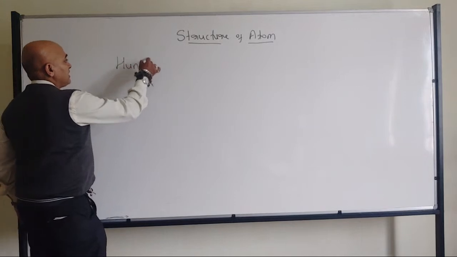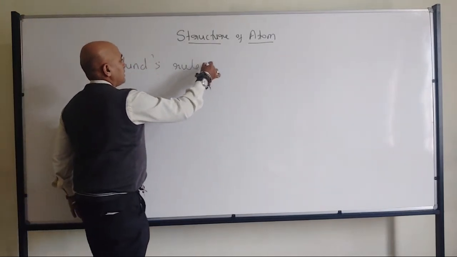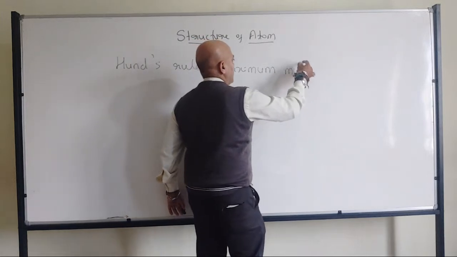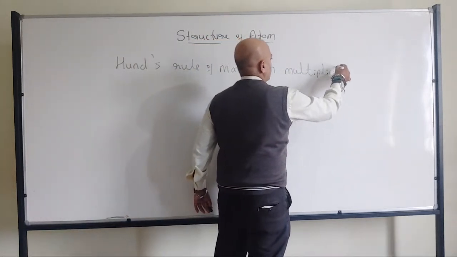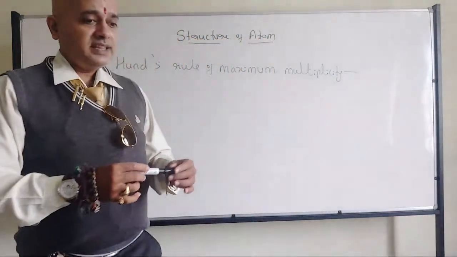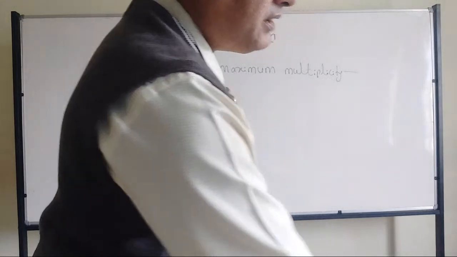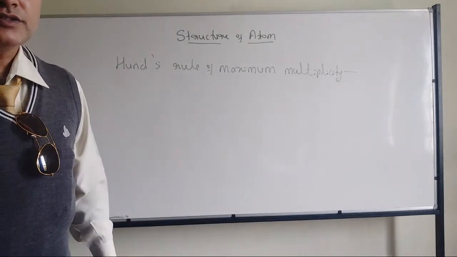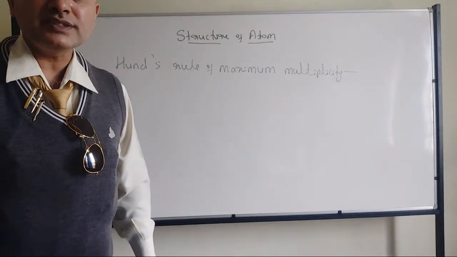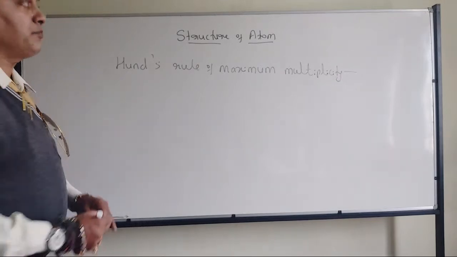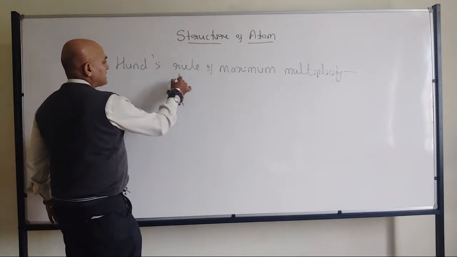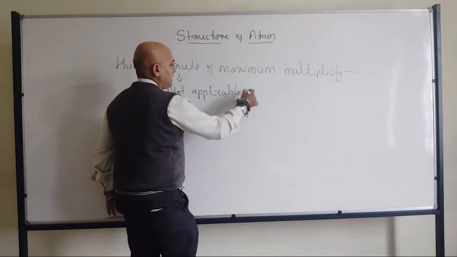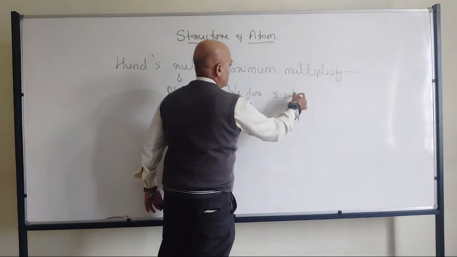That is Hund's rule of maximum multiplicity. Okay. So now in this case it tells that when we are dealing with the maximum electrons in a particular orbital, it is applicable for those subshells which are having more than one orbital. So that means Hund's rule of maximum multiplicity is not applicable for s subshell.